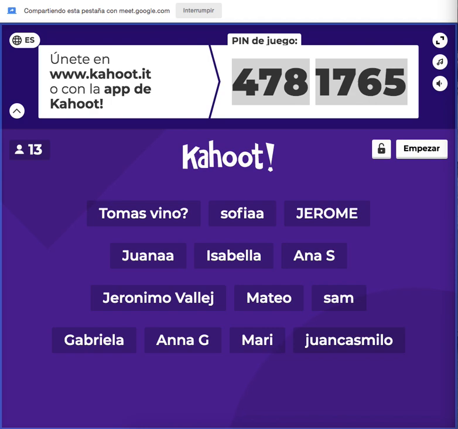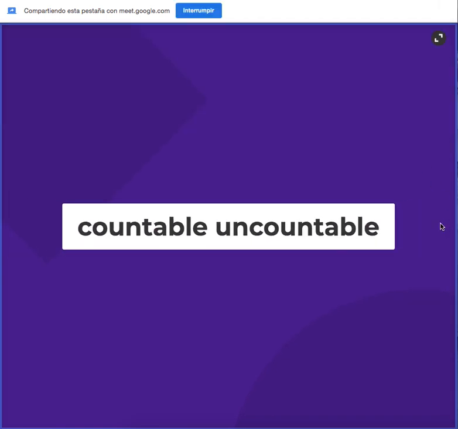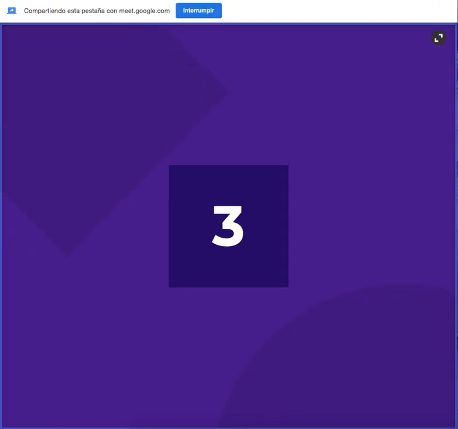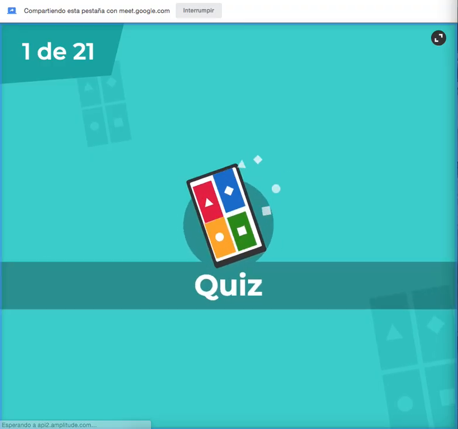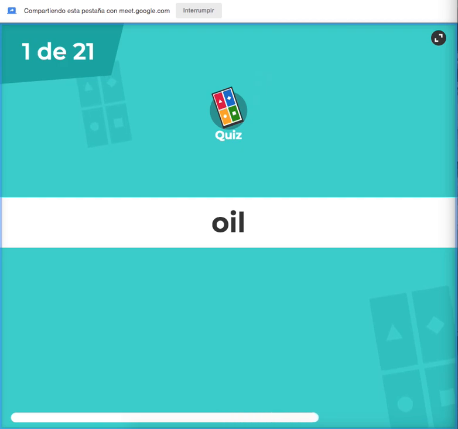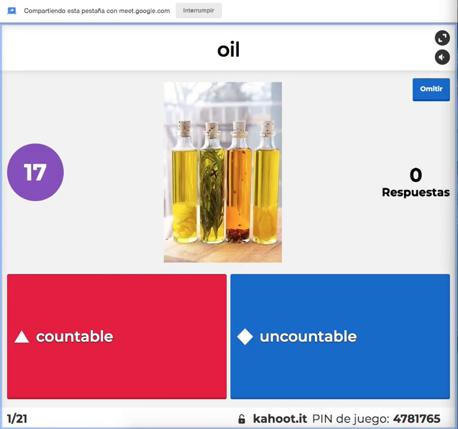Okay, guys. This activity is super, super easy. You are just going to check the name of some things, and you are going to select if those things are countable or uncountable. So, here we go. Go ahead, dears. What do you think?